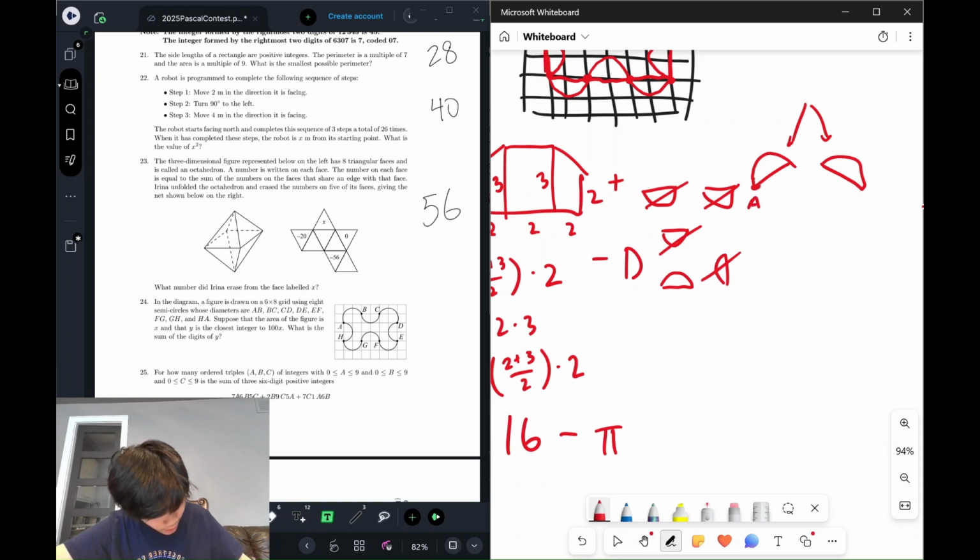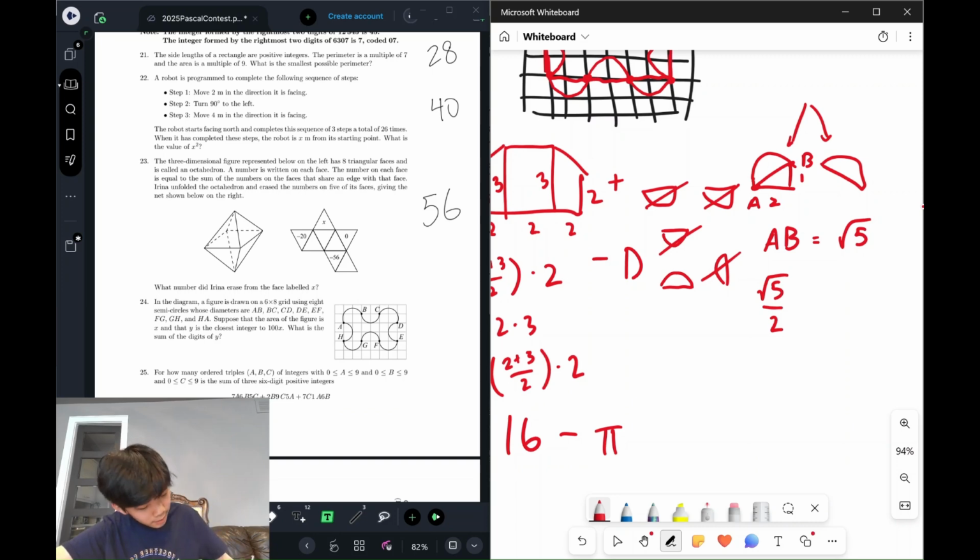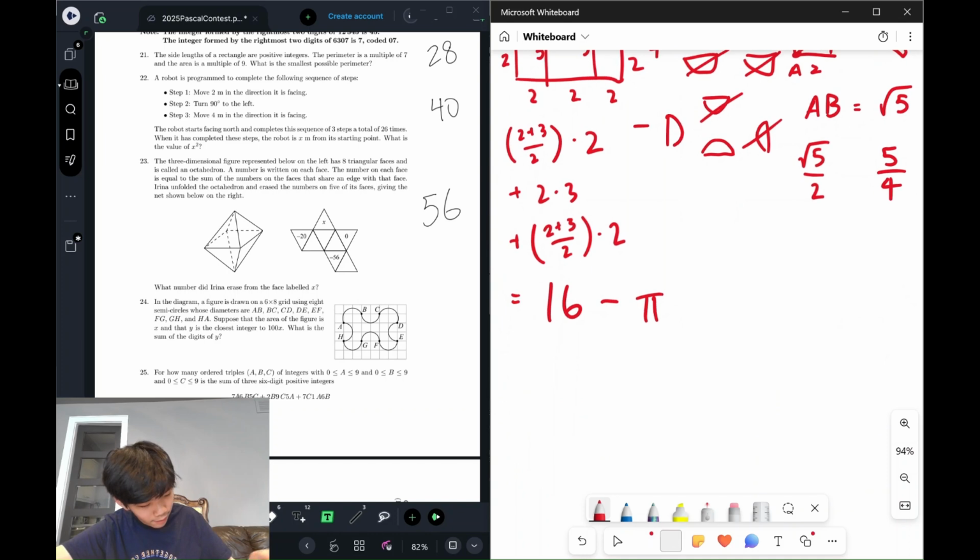Now we still need to figure out what the radius of this semicircle is. In this one, this is A and this is B, and they're separated by 2 units to the right and 1 unit up. By the Pythagorean theorem, AB is going to be equal to the square root of 4 plus 1, which is root 5. So the radius is going to be half of that, which is root 5 over 2. When we combine these two semicircles, we get a big circle with area pi r squared. This radius squared is 5 over 4. So this is area 5 over 4 pi.